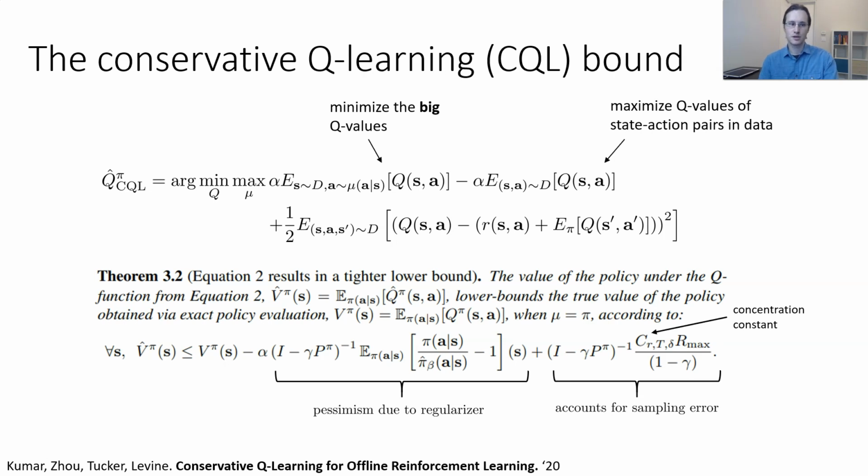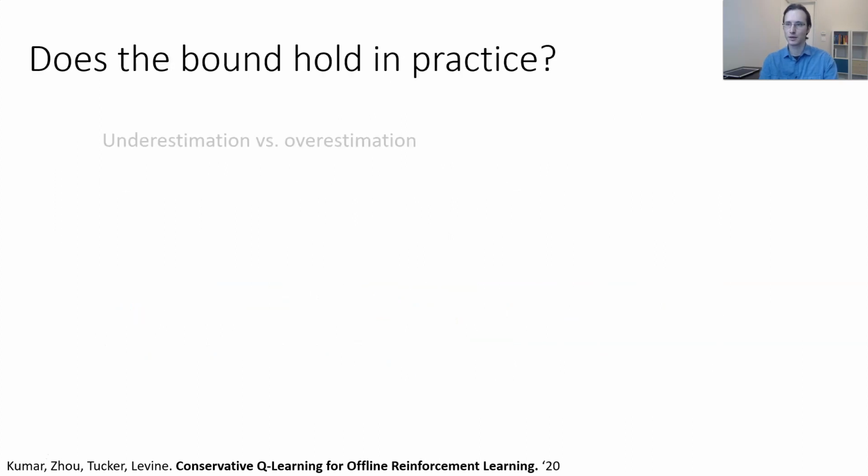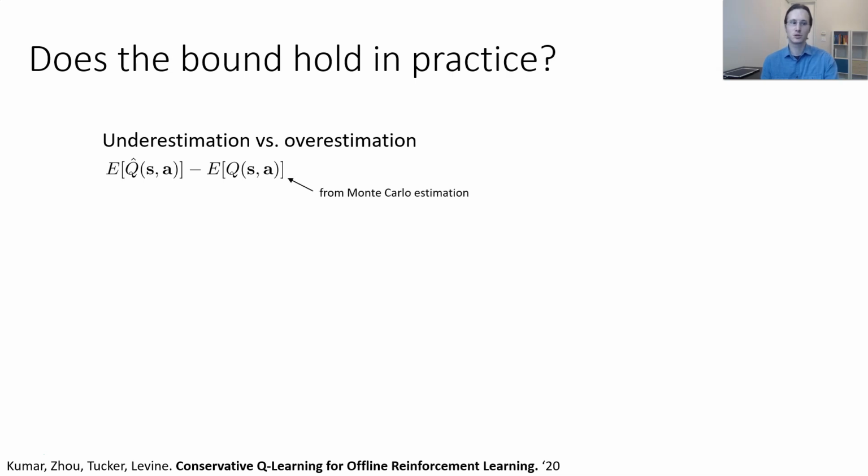Of course, the correct choice for alpha depends on some quantities that are very difficult to compute in practice, so in practice we would select it heuristically, but we can test empirically whether this actually results in a bound. So what we're going to plot next is underestimation versus overestimation on some benchmark tasks. Specifically, we'll write out the expected value of the learned Q function, Q hat, minus the true expected value, which is obtained by Monte Carlo estimation.